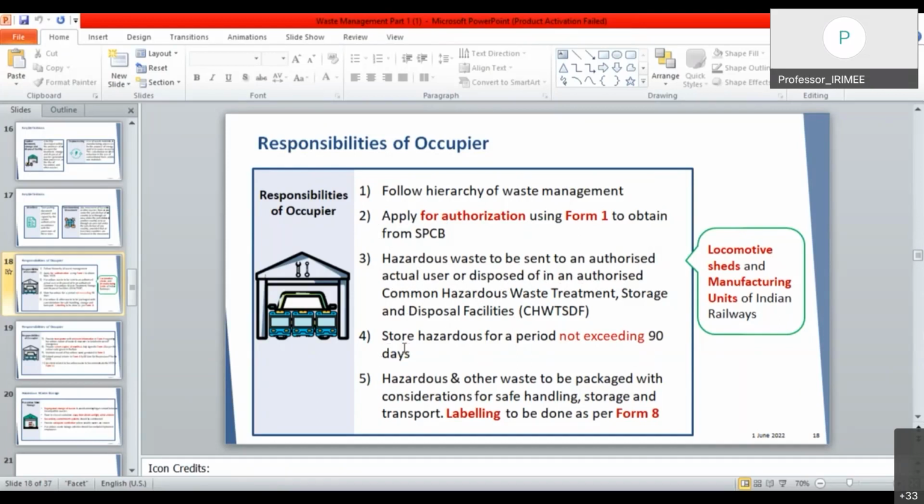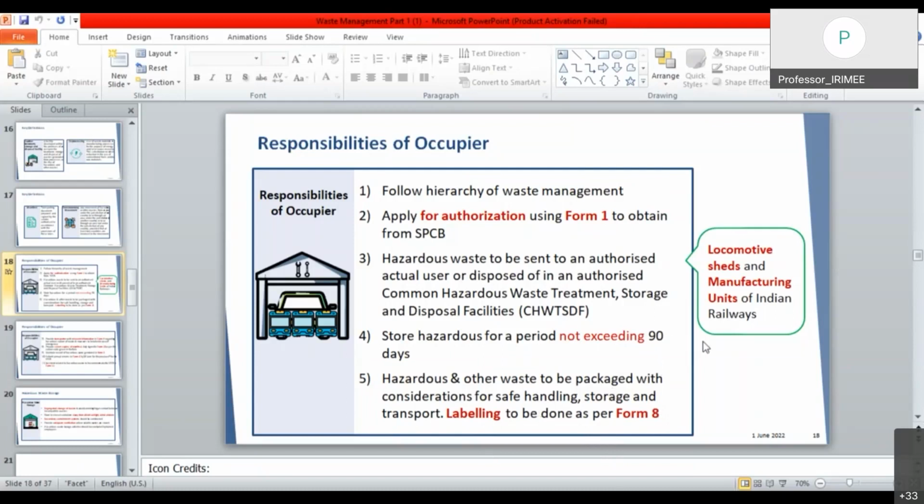Then store the hazardous materials for a period not exceeding 90 days. Hazardous materials should not be stored for more than 90 days within the premises. Hazardous and other waste is to be packaged with considerations for safe handling, storage and transport. Labeling is to be done as per Form 8. The hazardous waste should be packaged so that it is handled safely by the persons responsible for its handling, storage and transport.